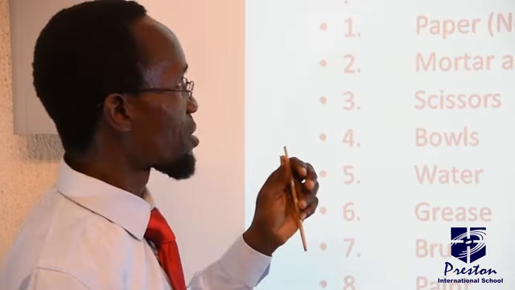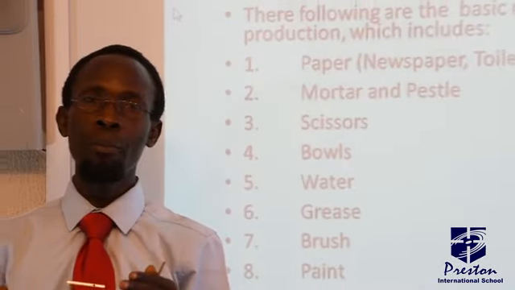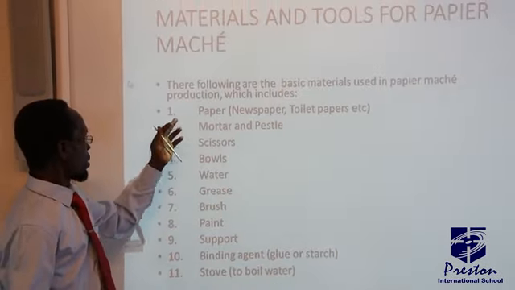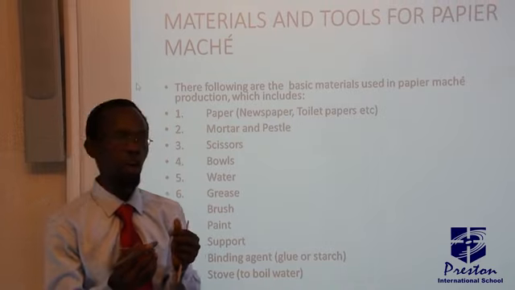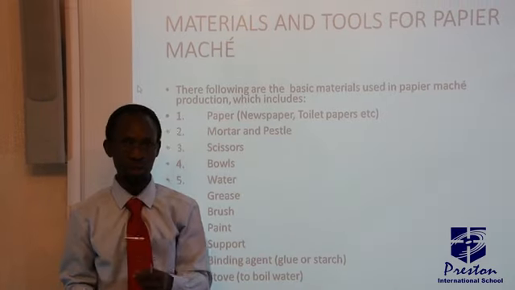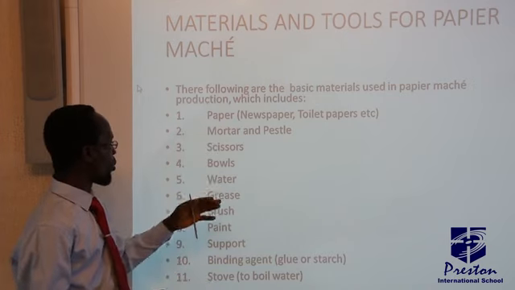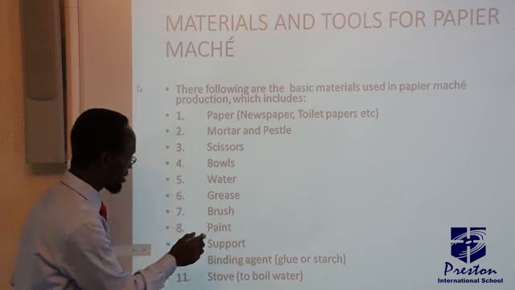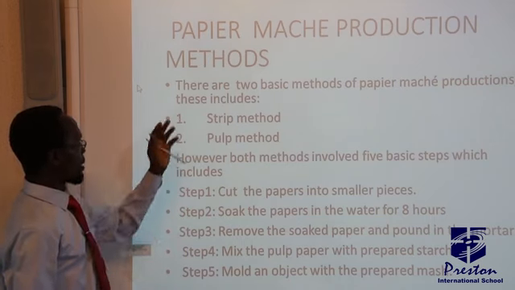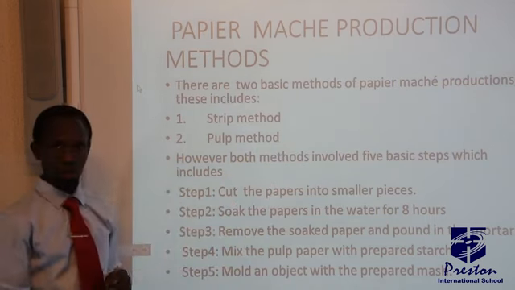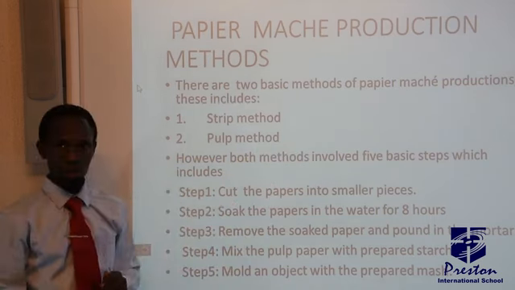Now next, there are certain materials that are used to have your paper mache done. One, paper. That is mostly not the hard paper, but newsprint, the soft ones, or tissue paper, that is toilet paper, commonly called tissue paper. Now, mortar, scissors, bowls, water, grease, brush, paint, supports. That is what you're going to use to mold, binding agent, then our stove. Then there are two basic methods of paper mache production: the pulp production and the strip production. During our practical class, you get used to this.